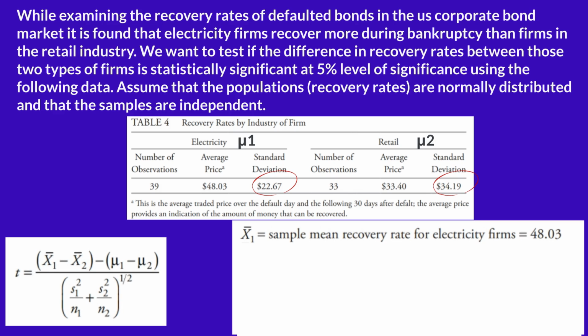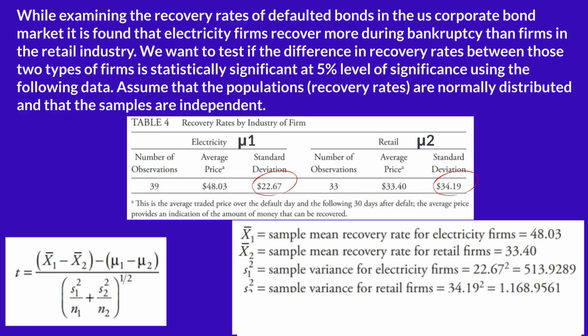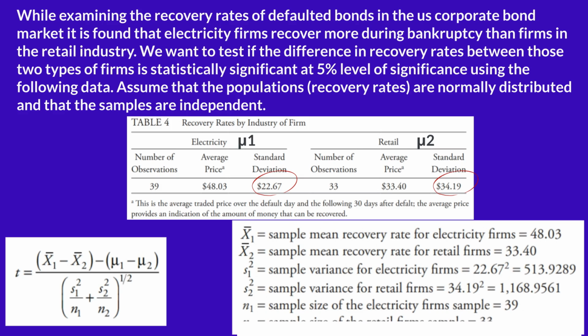Here, X1 bar is the sample mean recovery rate for electricity firms, which is equal to $48.03. X2 bar is the sample mean recovery rate for retail firms, which is equal to $33.40. S1 squared is the sample variance for electricity firms, which is equal to 22.67 squared, or 513.9289. S2 squared is the sample variance for retail firms, which is equal to 34.19 squared, which is equal to 1168.9561. n1 is the sample size for the electricity firms' sample, which is equal to 39, and n2 is the sample size for the retail firms' sample, which is equal to 33.